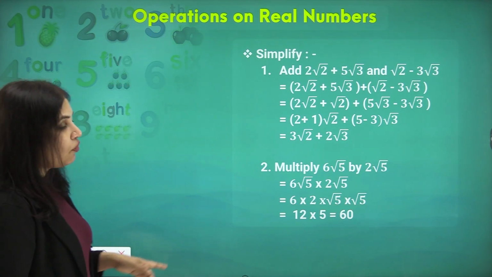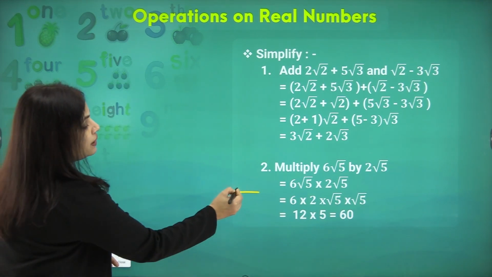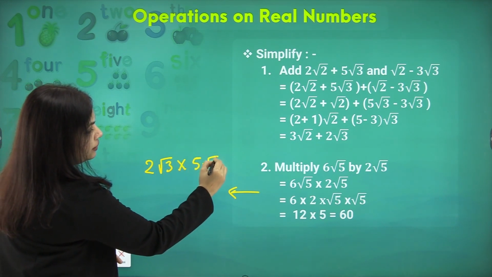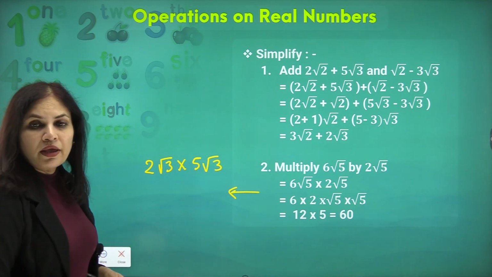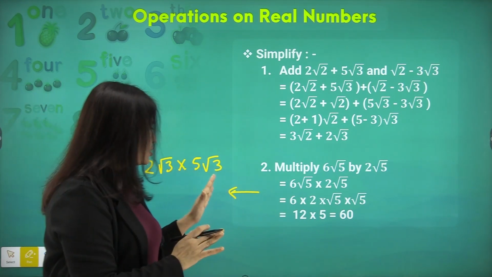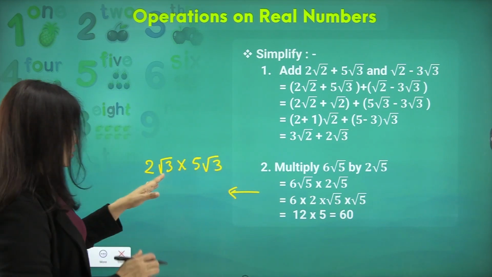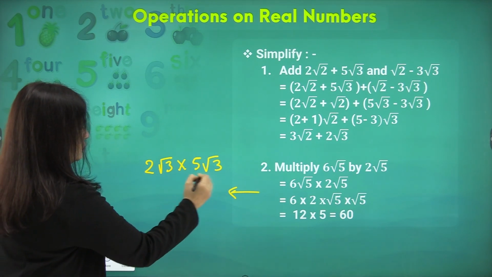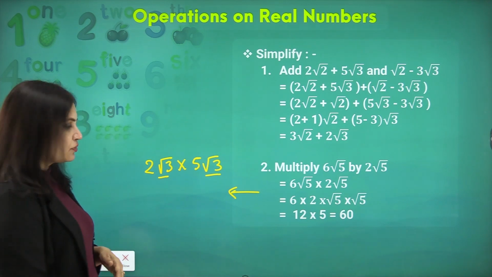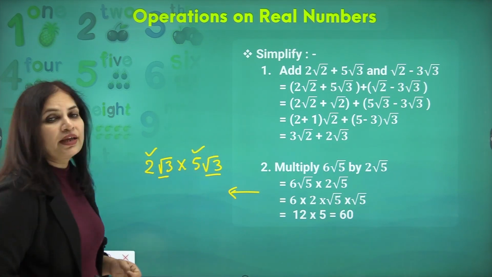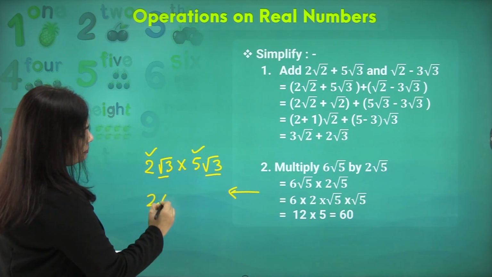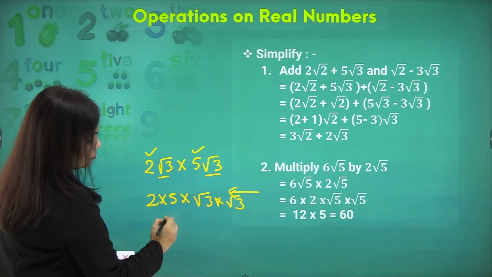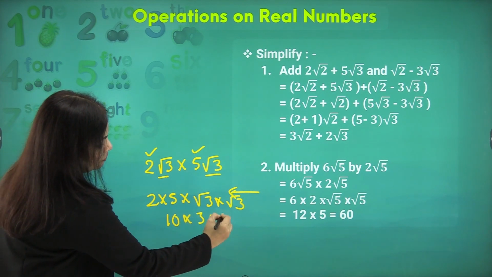Let me show you an example on multiplication. For example, I have to multiply 2 root 3 into 5 root 3. Here root 3 is an irrational number and I denote it by a variable x. So, these two will be multiplied together, and 2 and 5 being rational numbers, they will be multiplied together. 2 into 5 into root 3 into root 3. So, 2 5s are 10 into 3 will give you 30.